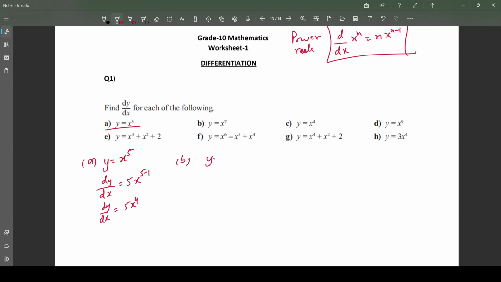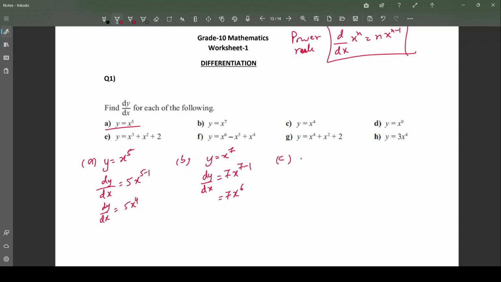If we are given the function y equals x raised to power 7, and you differentiate this function with respect to x, we'll be getting 7x to the power 7 minus 1. We put this 7 in front of x and we subtracted 1 from the power. So we got the answer as 7 into x raised to power 6.